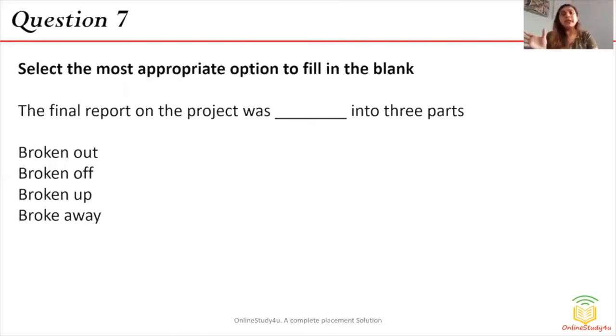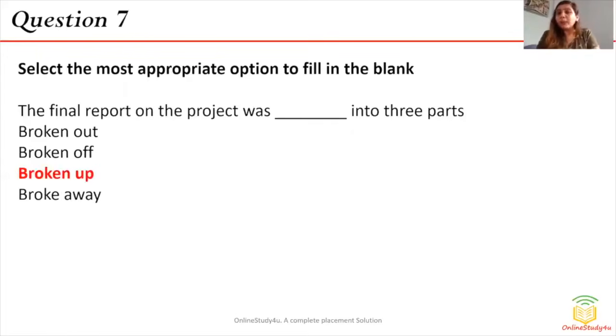Into 3 parts is basically giving a hint that there was some sort of a division that happened. So what is that supposed to mean? Broken up. The final report on the project was broken up into 3 parts, not the other breakup. Broken up out here means basically dividing it into 3 parts.